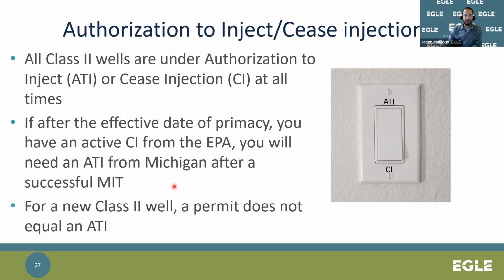After primacy, after the 29th, there will be folks out there who have an active cease injection letter from the EPA. That's another piece of data we'll be getting from them right up towards the 28th or 29th. We'll get a list from them, and you'll need an ATI from the state of Michigan, from the Oil, Gas, Minerals Division, after a successful MIT. So those carry over through primacy. They don't cancel out. We'll have a list of them. I think that's a very important fact. And I've already mentioned for a Class II well, a permit isn't an ATI. You still need to do your MIT and submit your successful test.